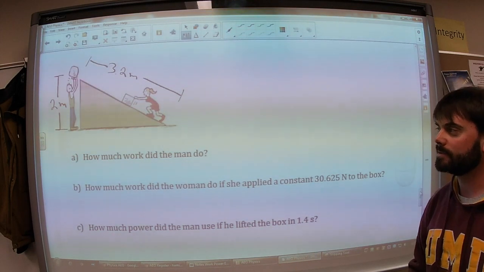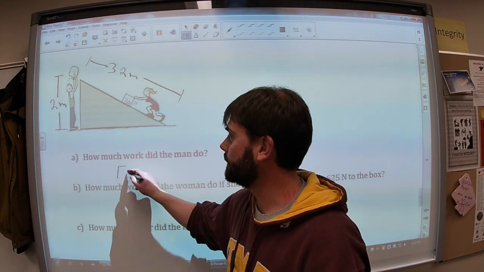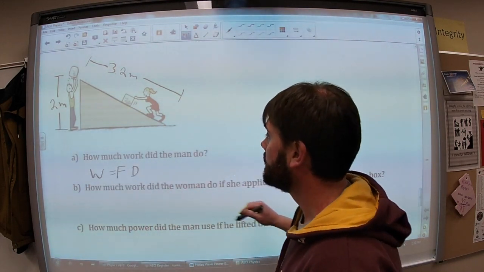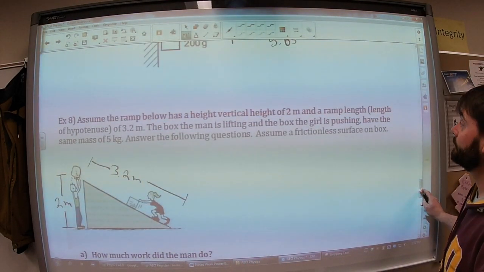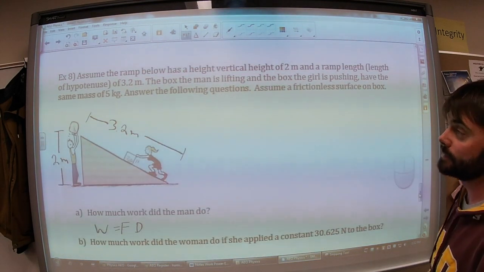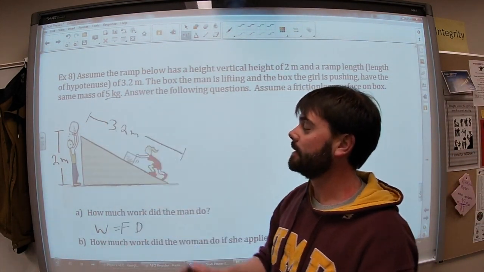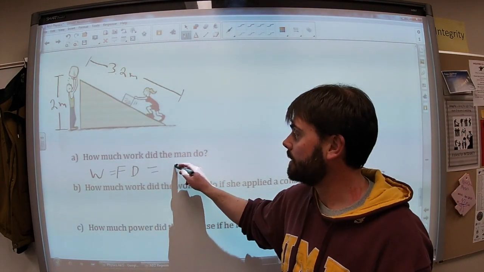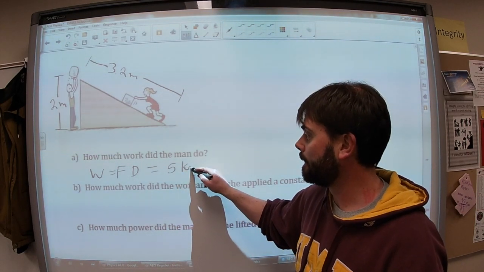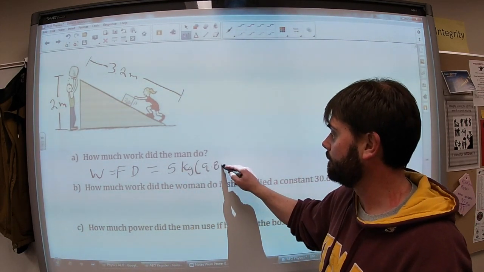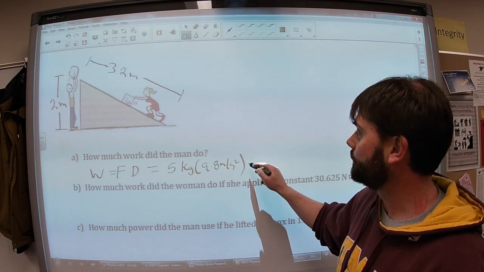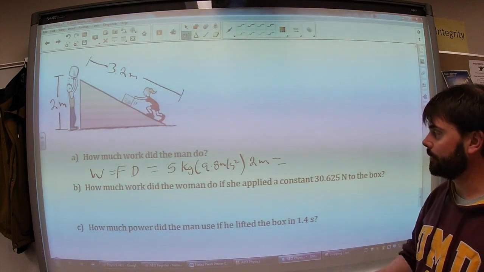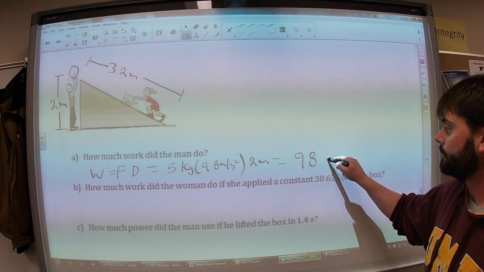So question number 1, how much work did the man do? Well, work is simply equal to force times distance. The mass of the block is given to us, and the mass again is equal to 5 kilograms. Remember, mass is not force, mass is not weight, mass is just mass. So we got to do the 5 kilograms multiplied by the 9.8 meters per second squared, then multiplied by the distance of 2 meters, all of that just to get the work. This ends up being 98 joules.